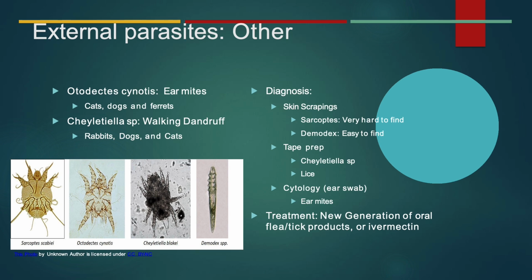The treatment, once again, our newer products for fleas and ticks kill these, which is great, especially for Sarcoptes and Demodex, because you used to go home with a bottle of ivermectin, and every day you would have to pull up a certain amount and give it by mouth, or give it as an injection. So now you just give them a once a month tablet, and things get a lot better. I kind of like it from that aspect. It's made treating all of these other parasites a lot easier.